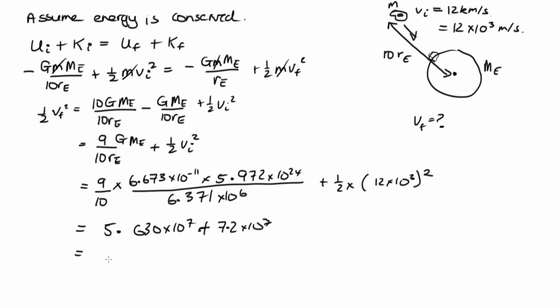And solving that, we get 1.283 times 10 to the 8. So that's a half times the final velocity squared. So we need to double it and then take the square root. And when we do that on the calculator, we end up with 16,019 meters per second, which we can write as 16 kilometers per second to two significant figures.